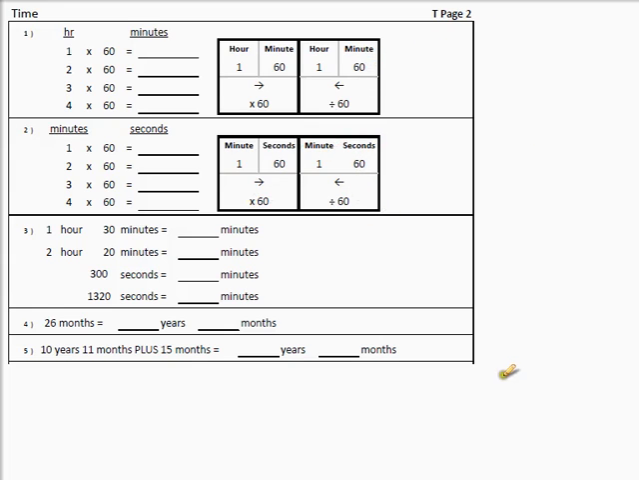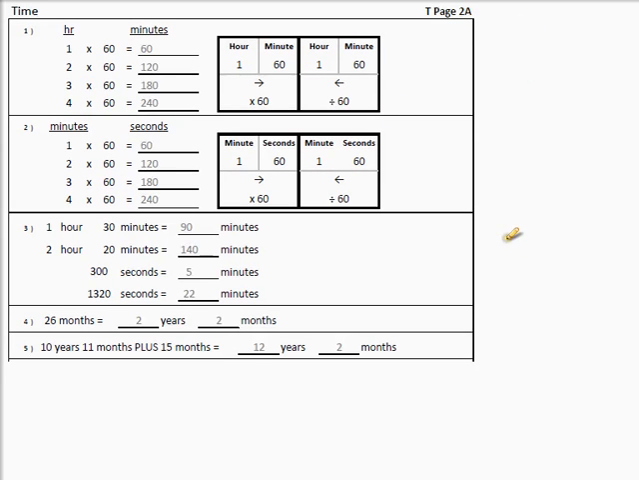Okay, pause the video and you try to have a go at this and see how many you can do. We're moving to the answers now. And there you go, there are your answers.